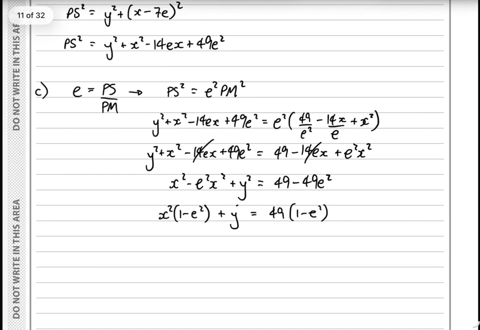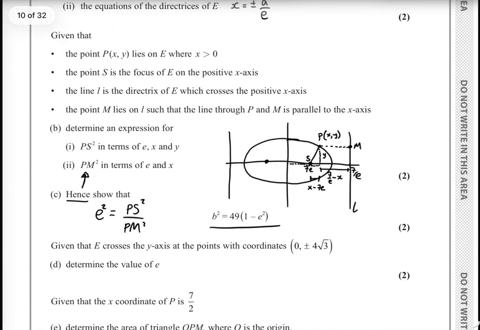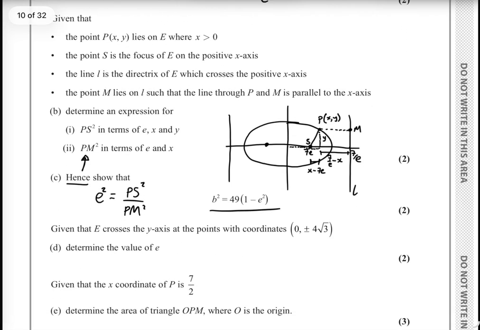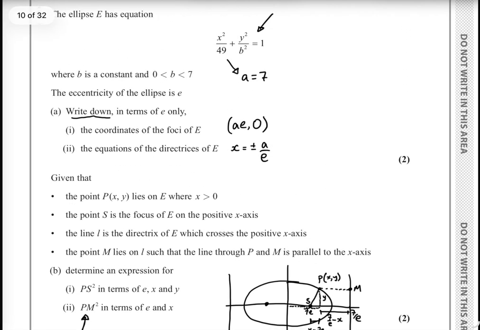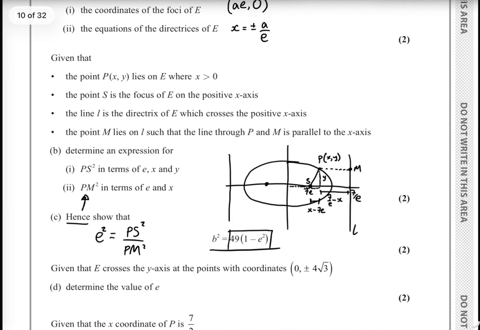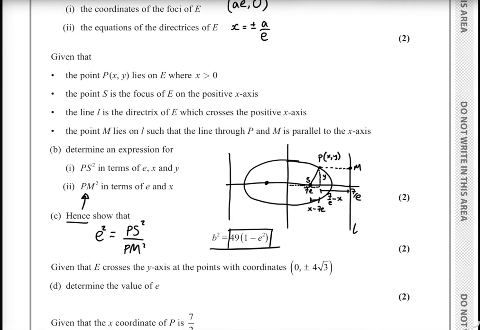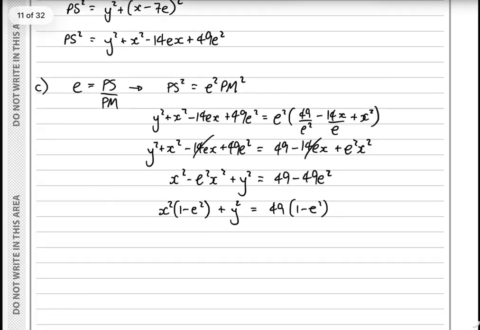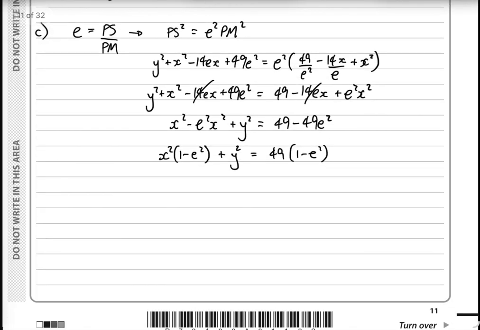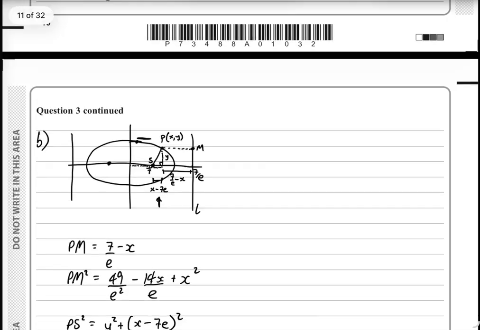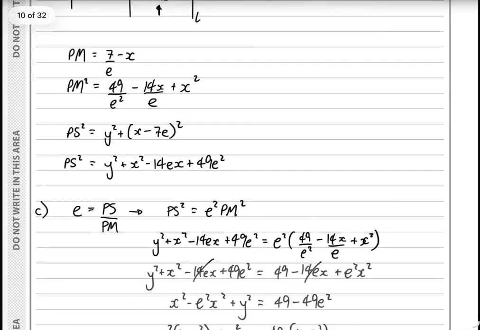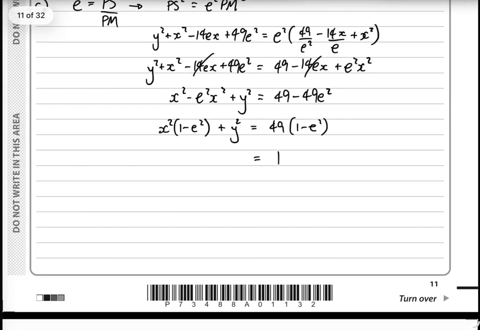Now what we're trying to do is basically get to this equation here, so that we can see in the denominator this expression, and obviously in the equation we can see in the denominator b squared, and therefore we can say, hey, b squared must be equal to this expression. So we just need to divide everything by the right hand side in order to get our usual 1 on the right hand side of our ellipse equation here, and everything else should fall into place.